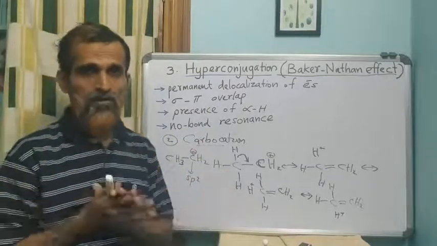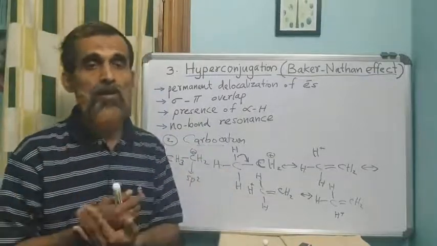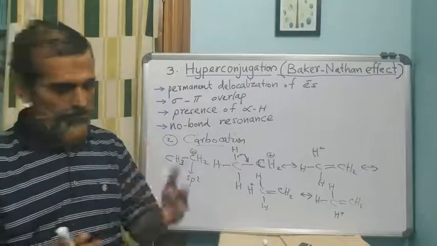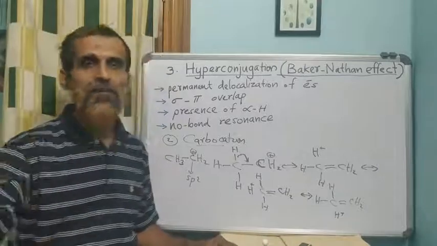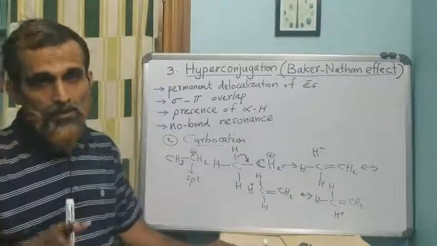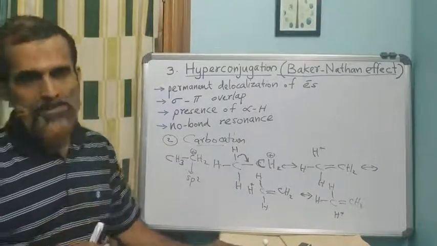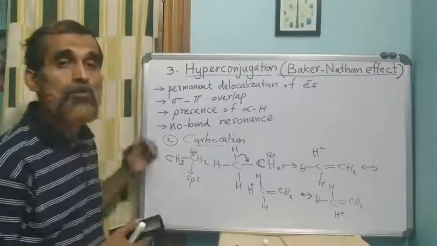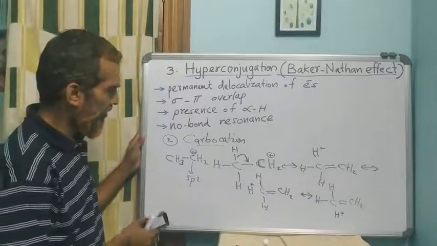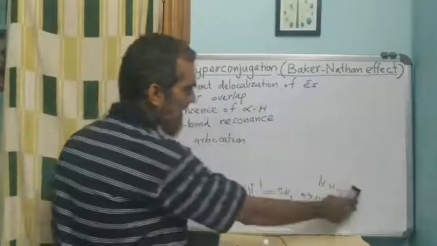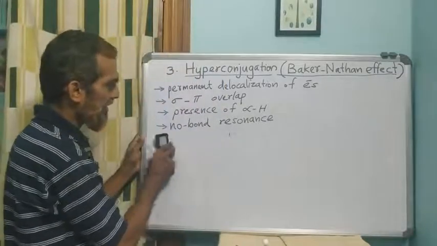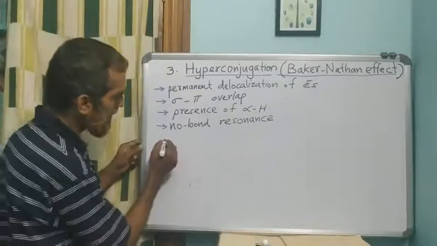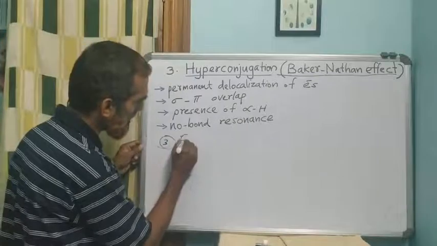More the number of alpha hydrogens, more the number of hyperconjugative structures, more the delocalization. Greater the delocalization, stabler the compound. That is a general rule with respect to delocalization. We have discussed in resonance that delocalization leads to stability. Now one more example we will discuss, that is another class of compounds which exhibit hyperconjugation, free radicals.